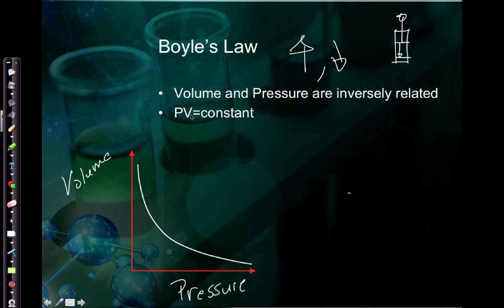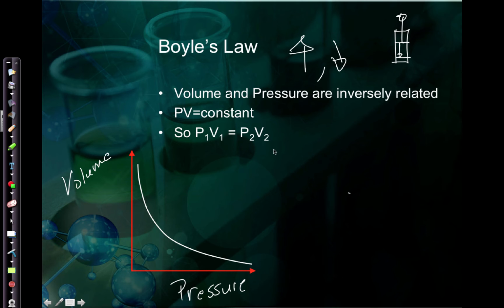Now, if I were to take the volume of a gas and multiply by that pressure at that volume, I'm going to get a constant. I'm going to get a value that's always the same. So it doesn't matter what the pressure is. If I take the pressure and I multiply it by the volume at that pressure, I'm going to get the same number, which really means that if I take an initial pressure and an initial volume, multiply them together, I should get the same number if I take a new pressure and multiply it by the new volume.